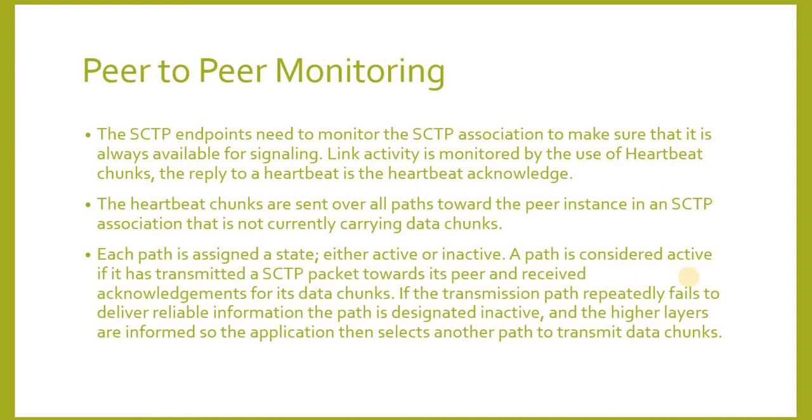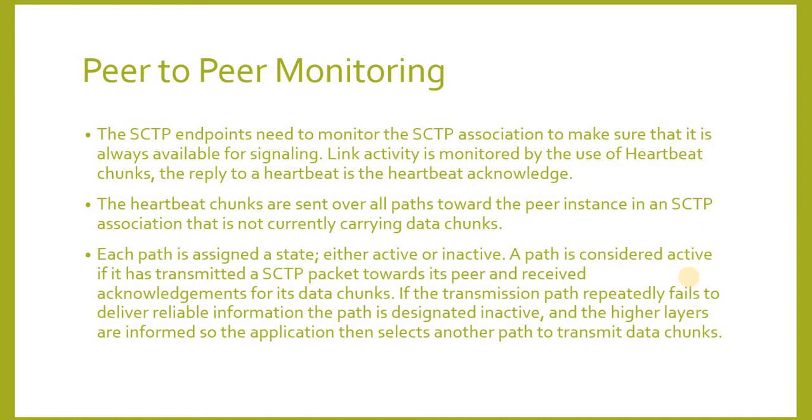A path is considered active if it has transmitted a SCTP packet towards its peer and received acknowledgements for its data chunks. If the transmission path repeatedly fails to deliver reliable information, the path is designated inactive, and the higher layers are informed, so the application then selects another path to transmit data chunks.